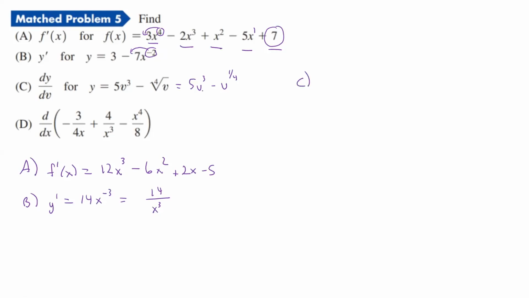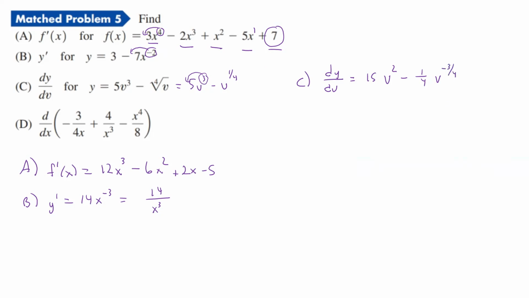So if we do that, we're going to take and multiply that times here. So 3 times 5, so that's going to give us, and this is going to be dy dv is equal to 15v, 3 minus 1 is 2, minus, now we have 1/4 times that, so it's just going to be a 1/4 v, 1/4 minus 4/4 to get the common denominator, so it's going to be minus 3/4.